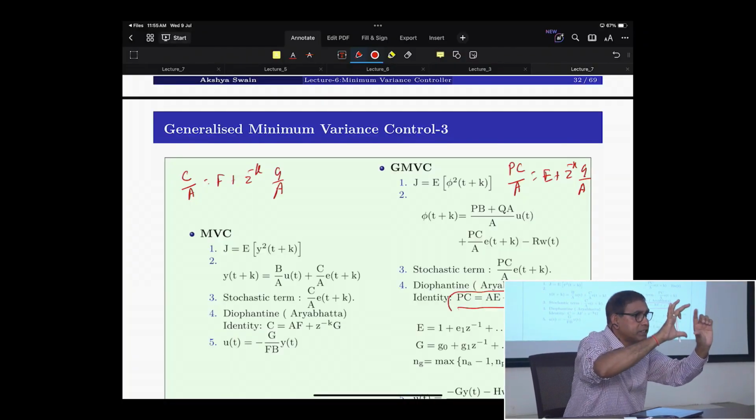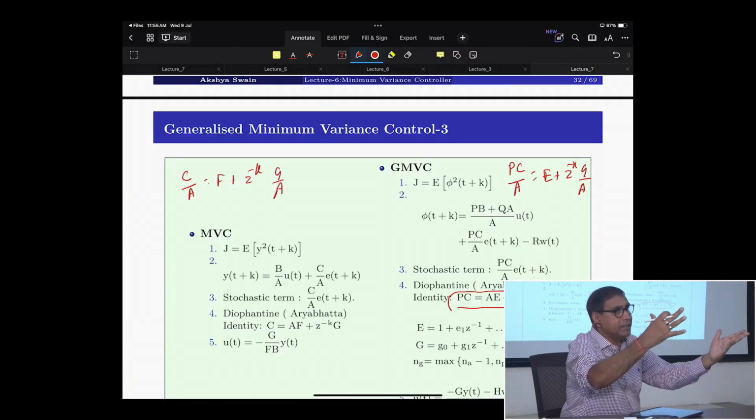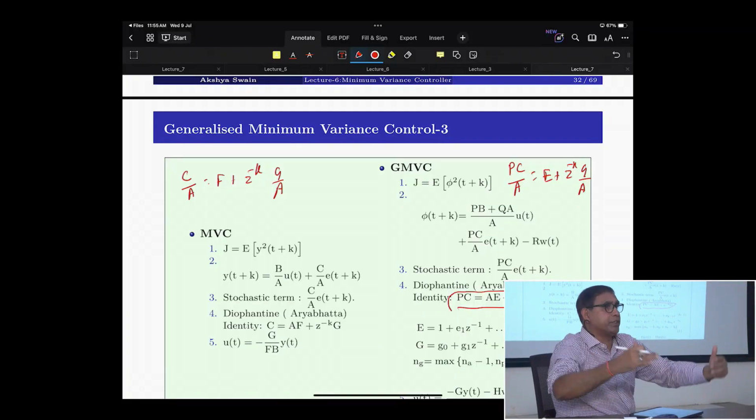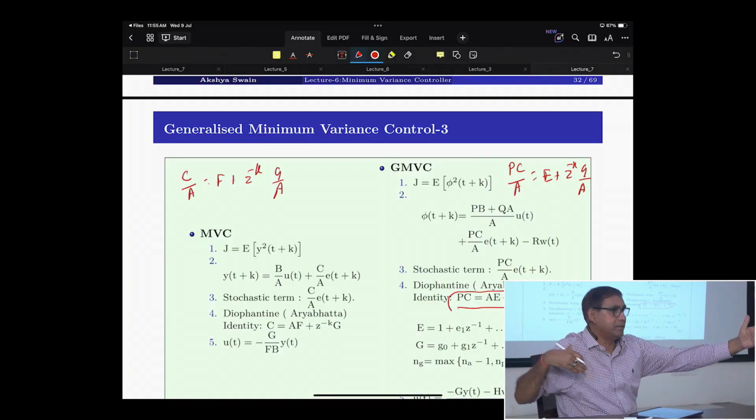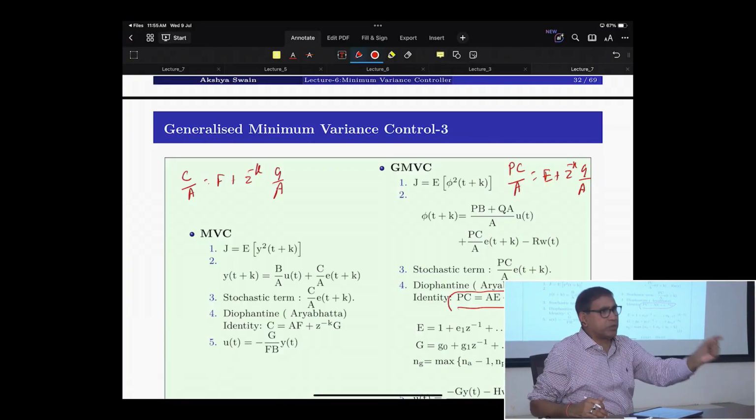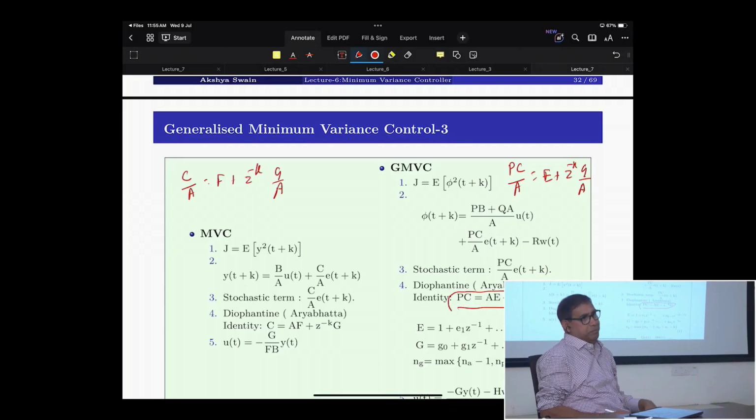His noise component is different. But the same thing, he took that particular component and split it into two parts using the Diophantine identity. Then the other things are simple algebra. Just substitute these things and you will get a solution.